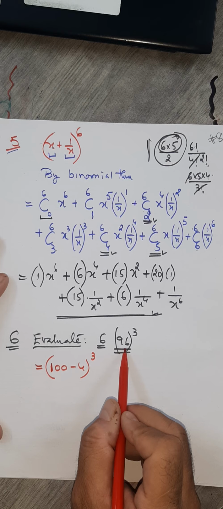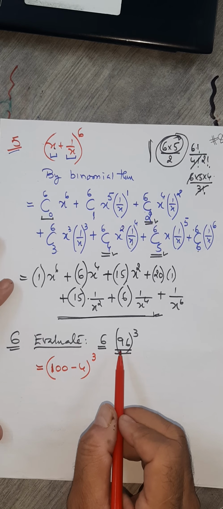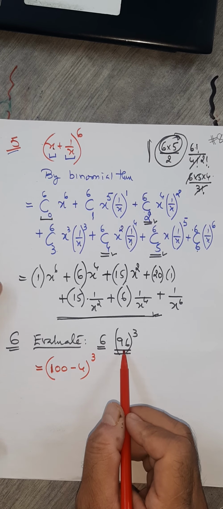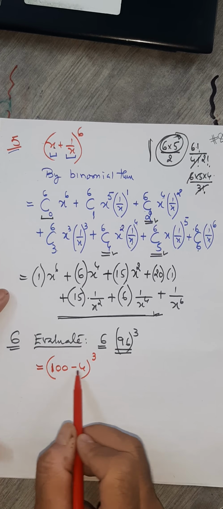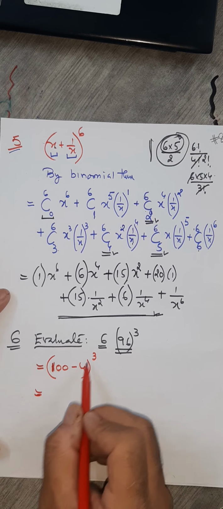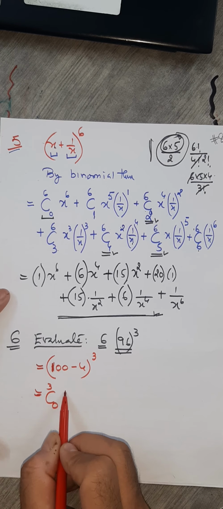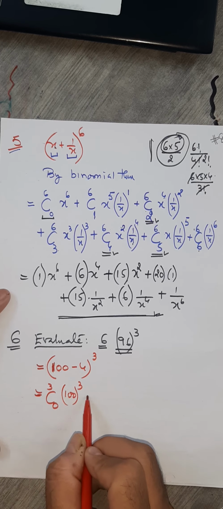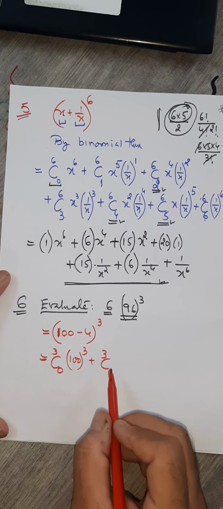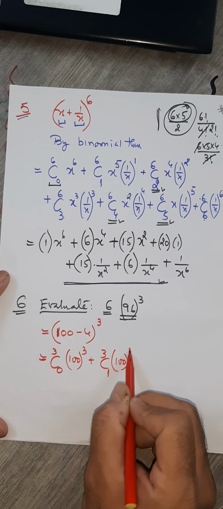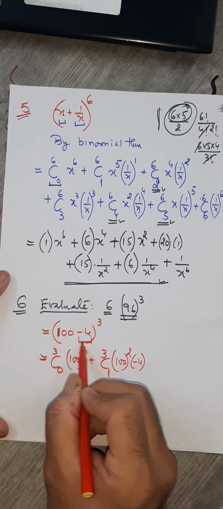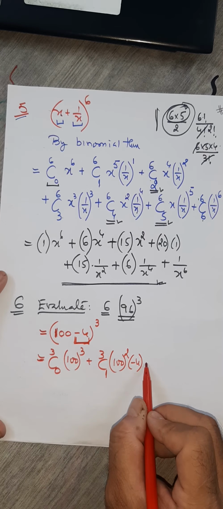Right? We bring it close to 100. If it is like 101, then you would have written 100 plus 1. If it is 102, then you would have written 100 plus 2. That is question number 7 and 8. If it is 99, then you would have written 100 minus 1. We bring it close to 100, you know this. Yes, now you expand as usual. This is 3C0 into 100 raised to 3, plus 3C1. Now this is the binomial theorem, remember. 3C1, here you have 100 square into minus 4. Here b is minus 4, remember. Don't just write 4, otherwise it will be wrong.